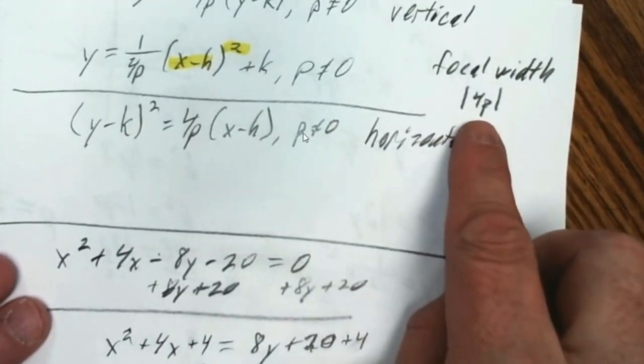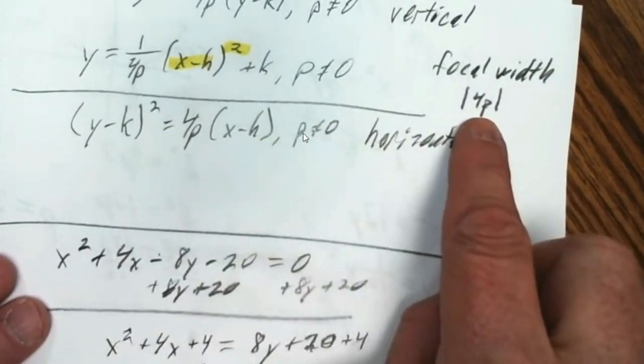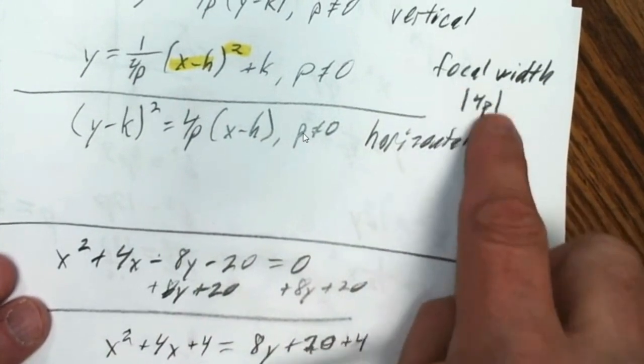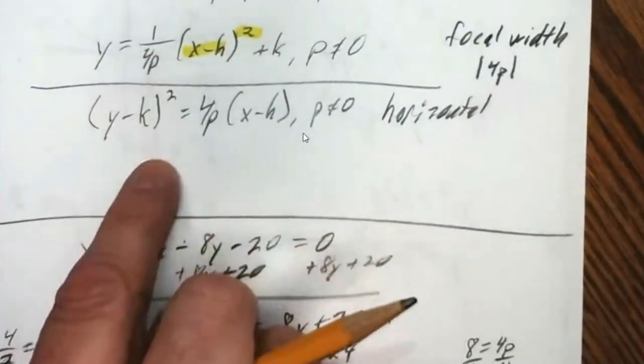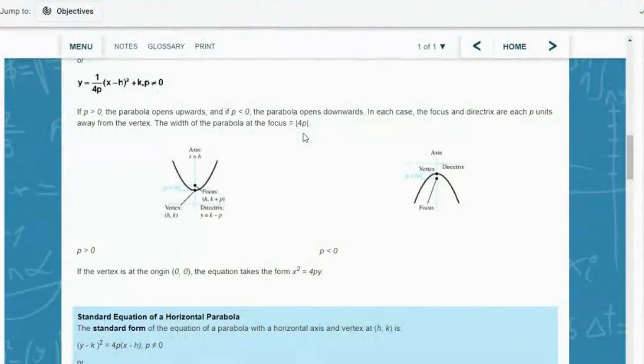So if p was negative 3, it would still be 12. 4 times negative 3 is negative 12. Absolute value of negative 12 is positive 12. So we'll add that to our notes. And you can add this other equation as well. So, all right.